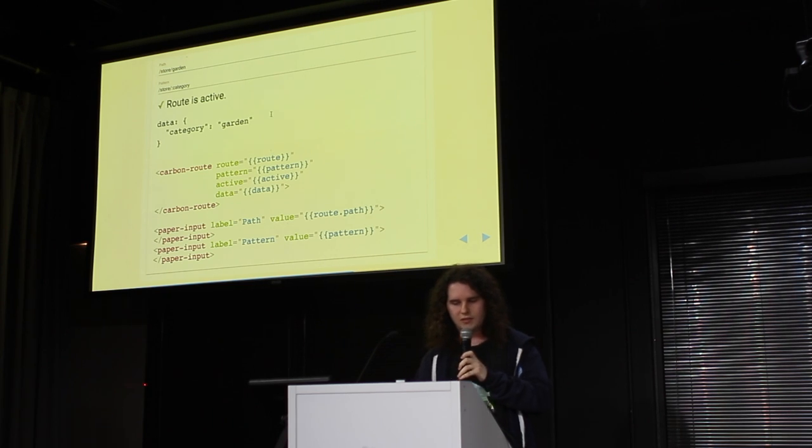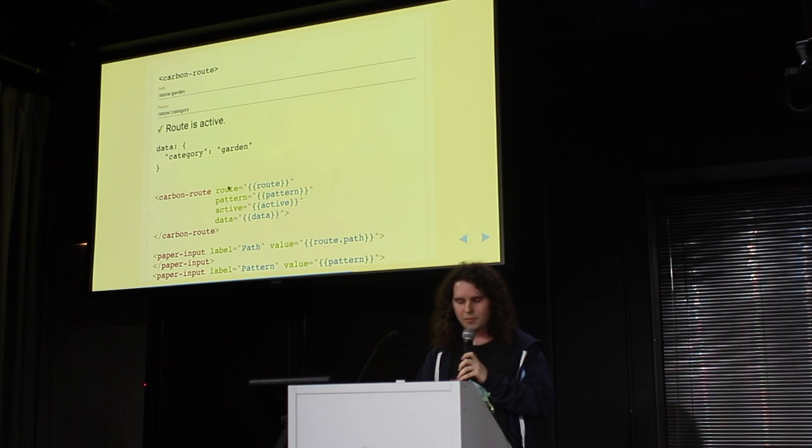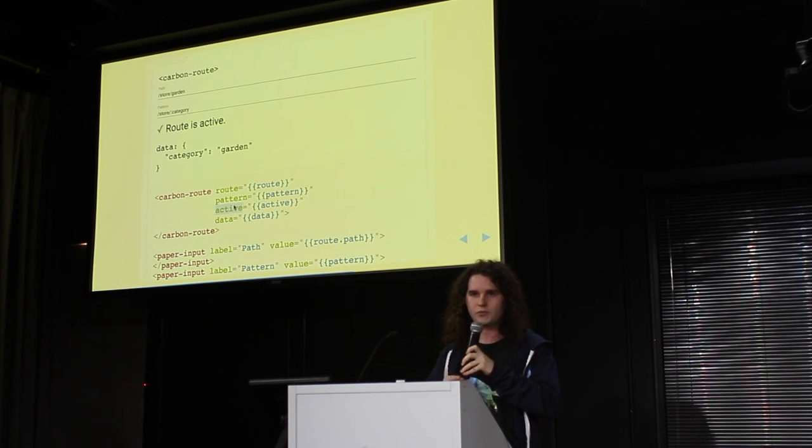Now you will notice that here I'm editing this path as though it were a URL. Carbon route takes an input as a route object. We'll get to that in a second. A pattern, it exposes whether or not the route is currently active, and some data.